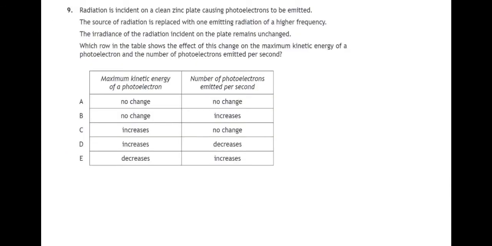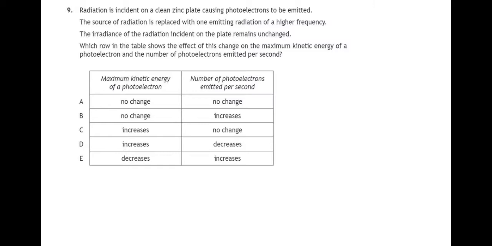Number 9. Radiation is incident on a clean zinc plate, causing photoelectrons to be emitted. The source of radiation is replaced with one emitting radiation of a higher frequency. The irradiance of the radiation incident on the plate remains unchanged. Which row in the table shows the effect of this change on the maximum kinetic energy of a photoelectron and the number of photoelectrons emitted per second?